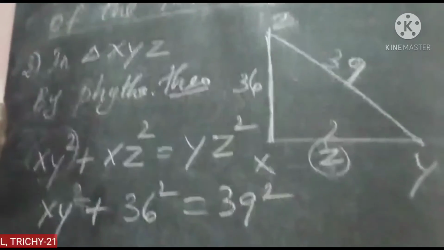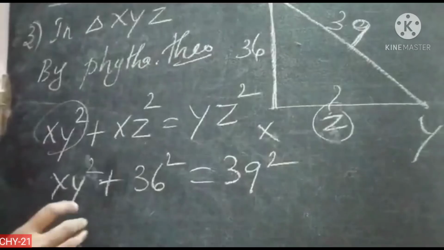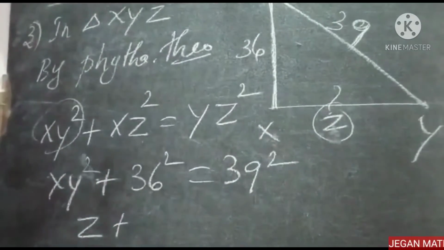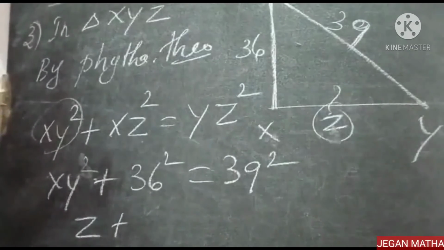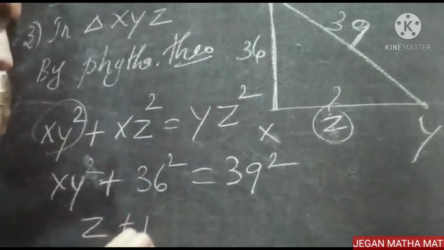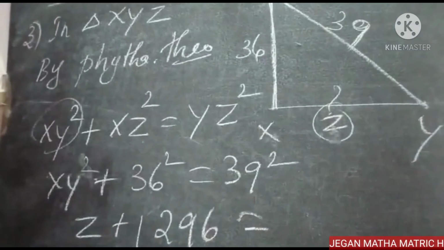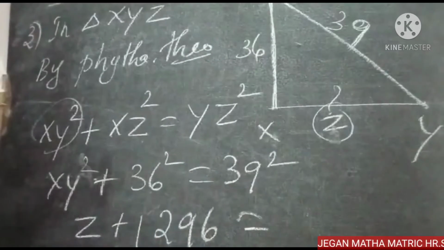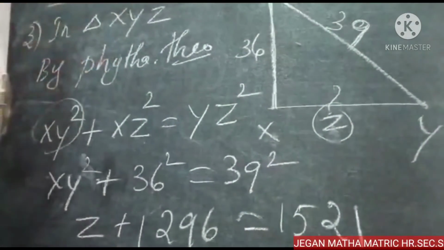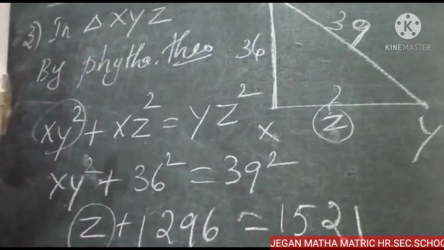So this one, XY square, is what? z only. z plus 36 square. You have to find out the value of 36 square. 36 into 36, that is 1296. 1296 equal to 39 square. 39 multiplied by 39 is 1521. Now we want to find out the value of this z only.